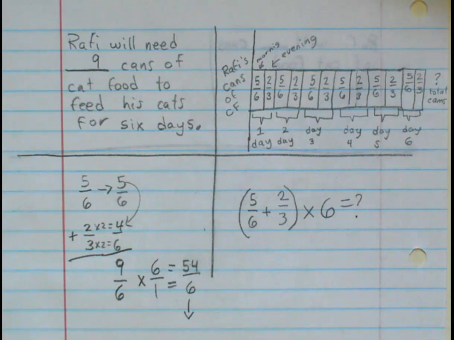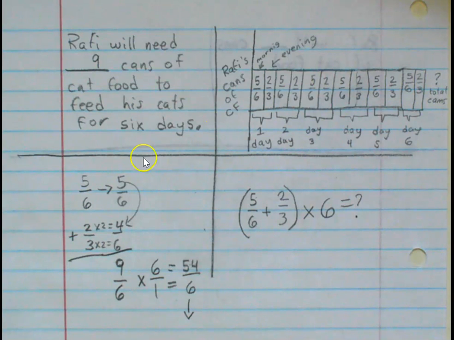So I've already got it written up, so we're just going to go over the write-up and explain to you how it was solved. First of all, I want you to look right here. We have an answer sentence that Rafi will need 9 cans of cat food to feed his cats for 6 days. And I'm going to go ahead and explain to you how I got there.